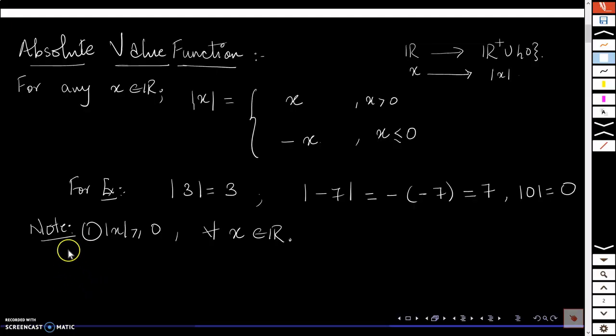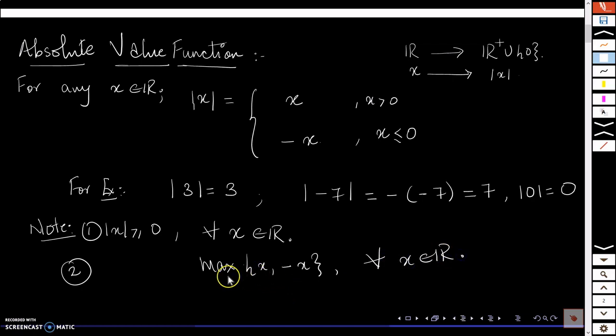Now, there is another way of expressing this modulus function, that is in terms of the maximum. What we will do now is, for each real number x, we will look at the maximum of x and minus x. So no matter what real number x you take, for all x in R, we will look at the maximum of x and minus x. Okay, and we will see that it is equal to mod x.